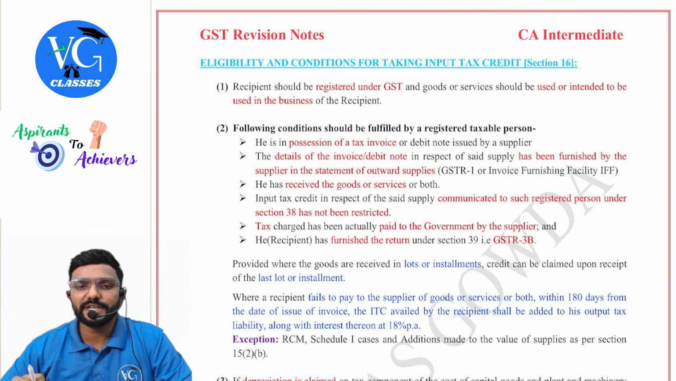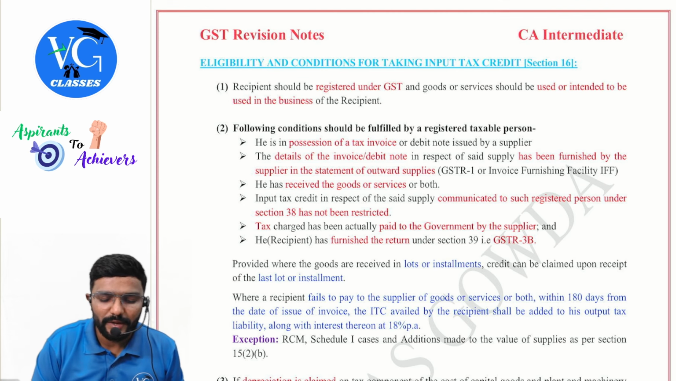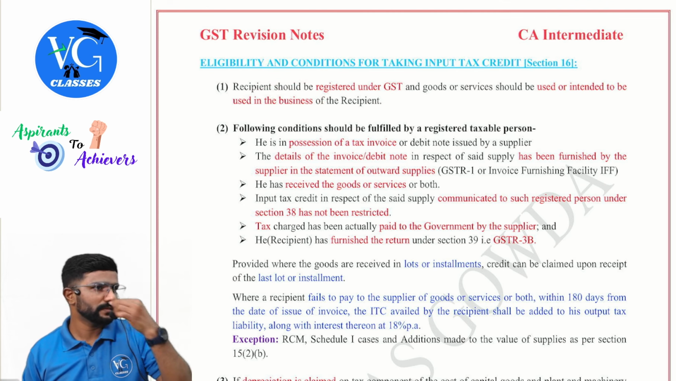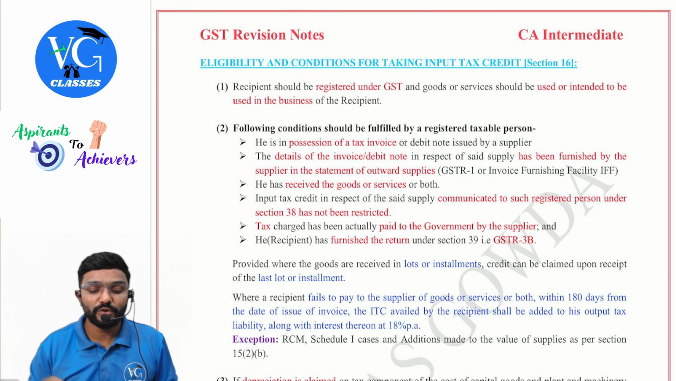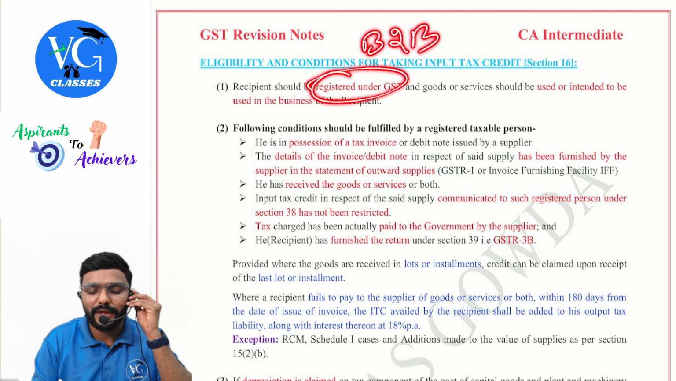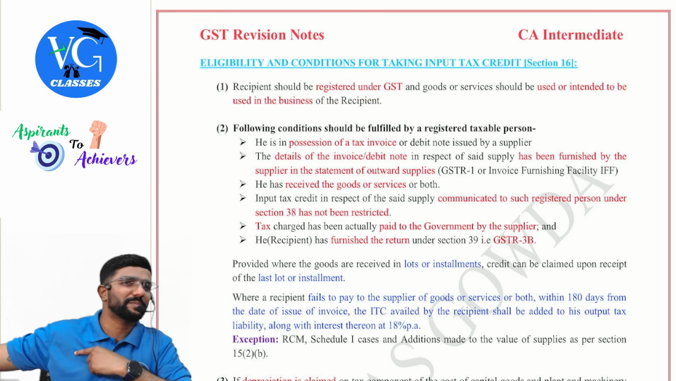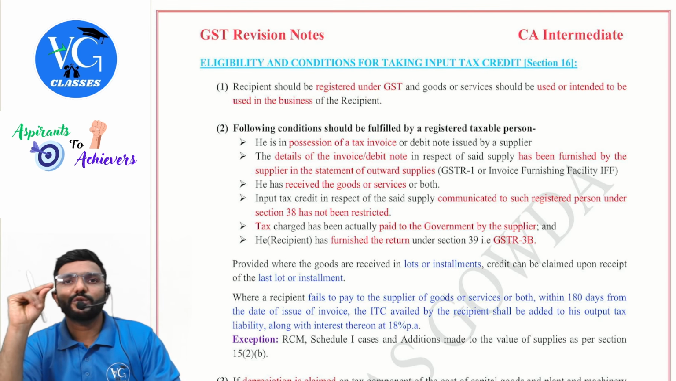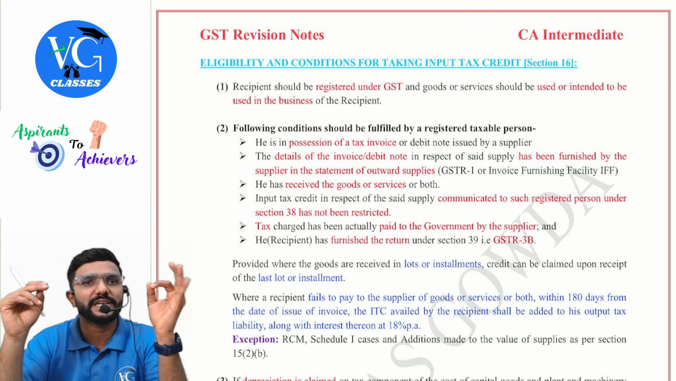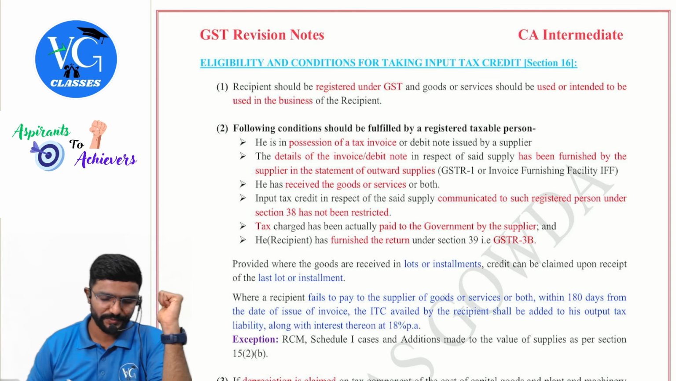The recipient should be registered under GST, and goods or services should be used or intended to be used in the business of the recipient. So first of all, the recipient should be registered, meaning it should be a B2B supply. And if I am engaged in business but use the goods for personal purpose, no credit. There are two conditions here: the recipient should be registered, and goods or services should be used for business purpose.